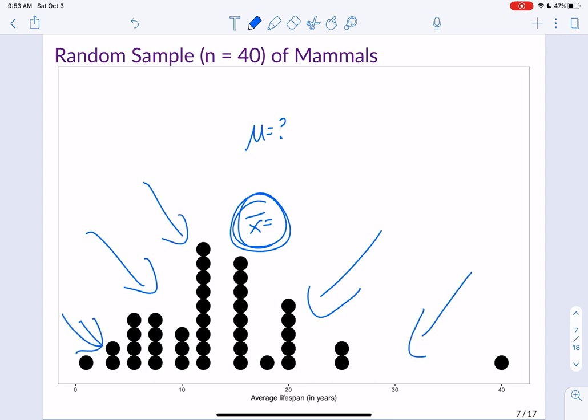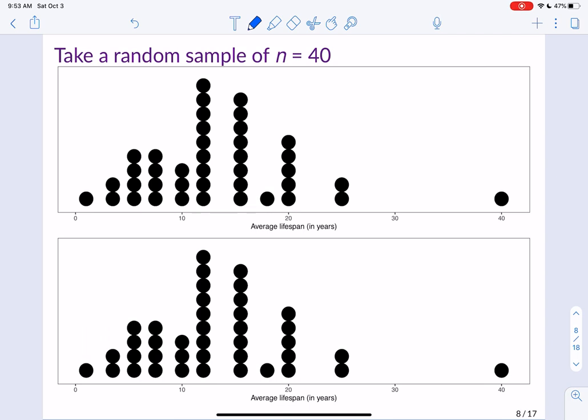Now, if you remember, when we did our simulated sampling distribution, we took a random sample from our population of the same sample size. So maybe we could do that here. So let's take a random sample of our original sample, which is shown on the top. And then this is our new sample on the bottom.